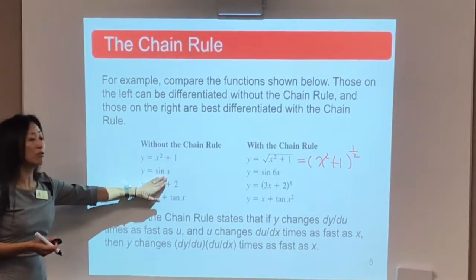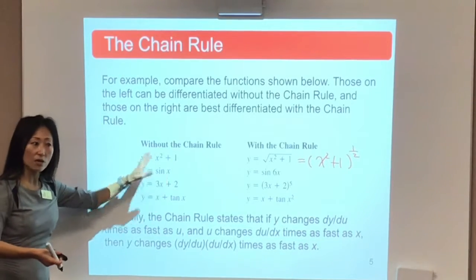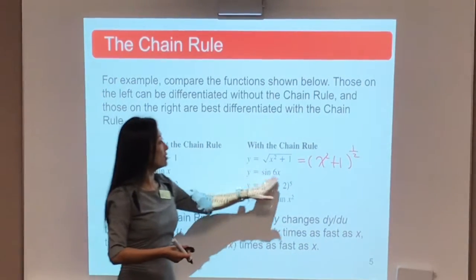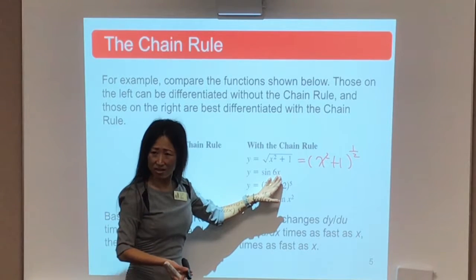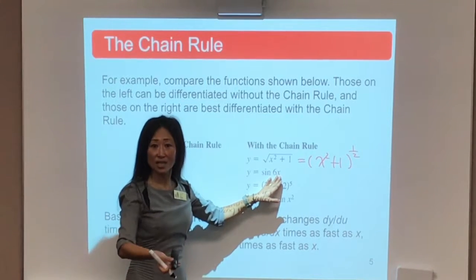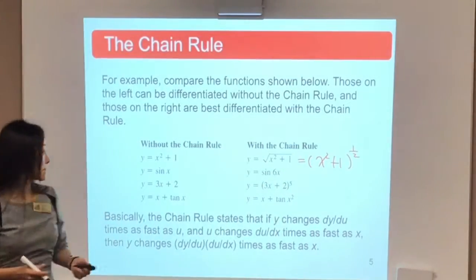Same thing here, we know how to do sine x. Sine x, the derivative will be cosine x. I know how to do that. But if it is sine 6x, you're going to say, oh, what is that? Is it cosine 6x? Or is it cosine 6x times 6? There's something to it, okay? You have to use the chain rule for it.